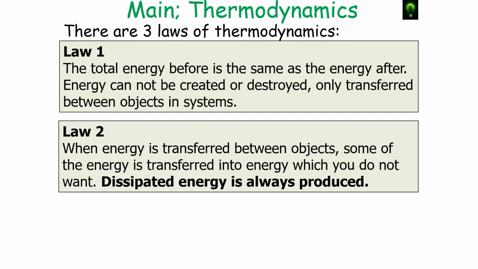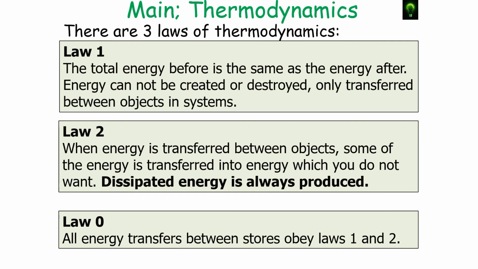Law 2: when energy is transferred between objects, some of the energy is transferred into energy which you do not want, which is wasted energy, so we can also call this dissipated energy. So dissipated energy is always produced. And finally, law 0: all energy transfers between stores obey laws 1 and laws 2, every single one of them.